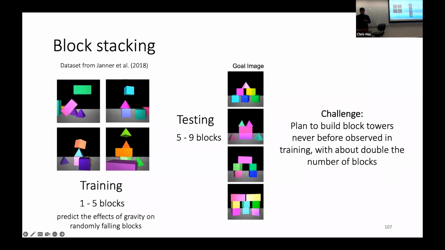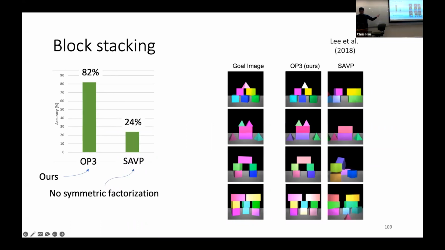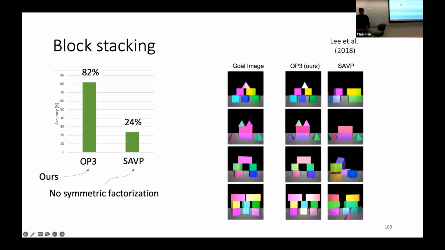So that makes this a challenging problem, and we'll see whether our architectural choices allow it to generalize this way. So these are the goal images, and these are the block towers that OP3 built, which match the goal images really closely. And OP3 gets 3 times the accuracy of the state-of-the-art video prediction model at the time, SAVP, that does not symmetrically model objects and relations. Is the permutation equivariant across the slots? Yes, across the slots.